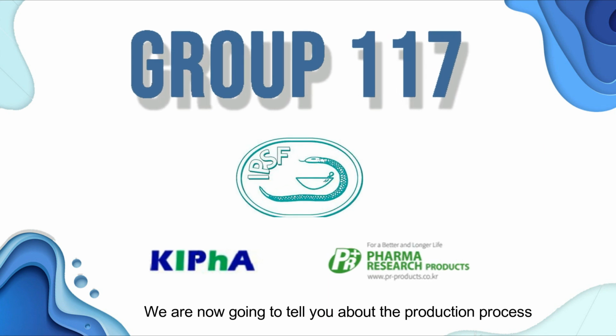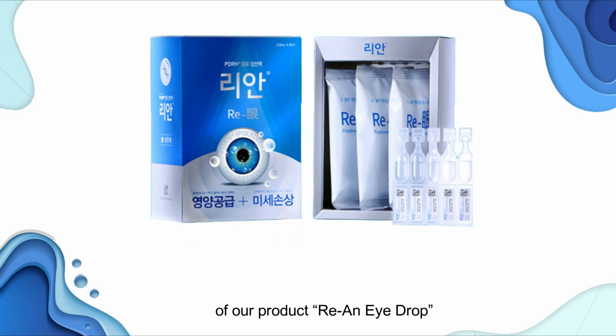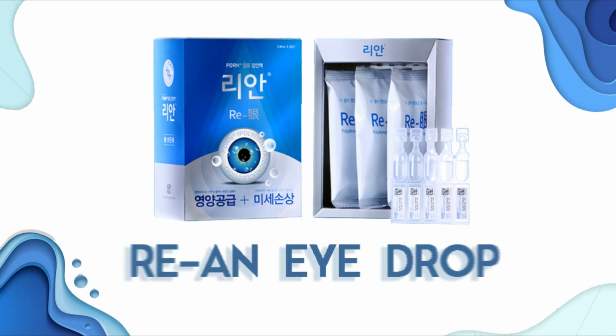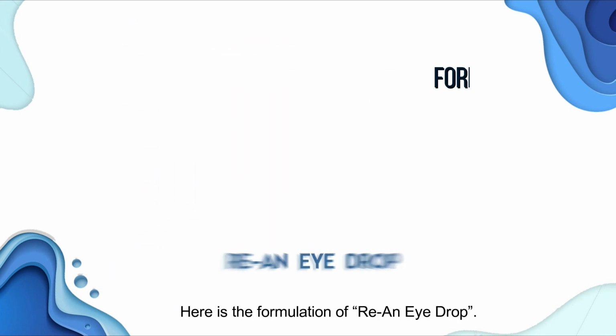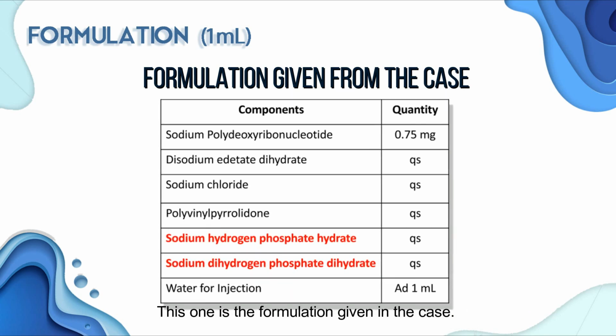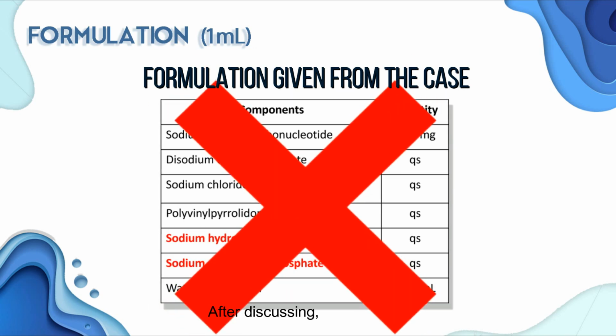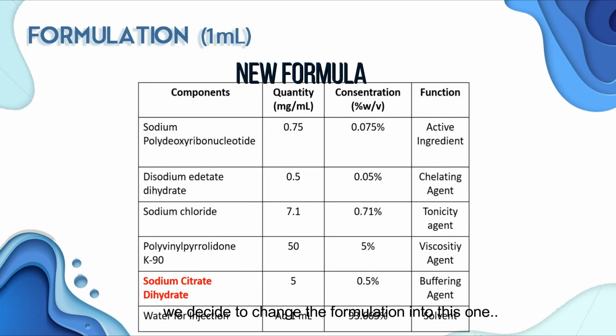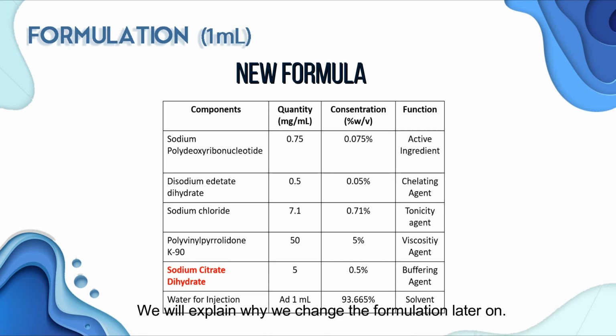We are now going to tell you about the production process of our product, which is Ruyan Eye Drop. Here are the formulations of Ruyan Eye Drop. This one is the formulation given in the case. After discussions, we decided to change the formulation into this one. We'll explain why we changed the formulation later.